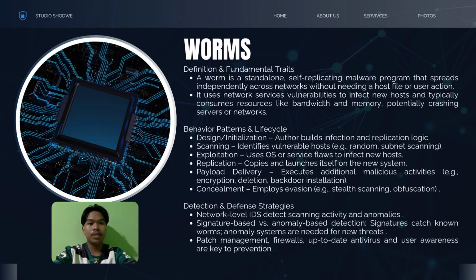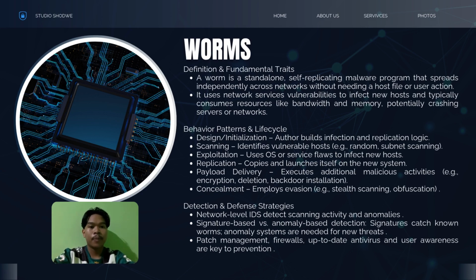Let me begin by introducing a type of malware called a worm. A worm is a self-replicating program that spreads on its own through a network without needing to be attached to another file or require human interaction to activate. It exploits vulnerabilities in network services, which means it looks for weaknesses like outdated software or misconfigured systems to break into new hosts. Once inside, it often consumes bandwidth and memory and can even crash servers or entire networks if left unchecked.